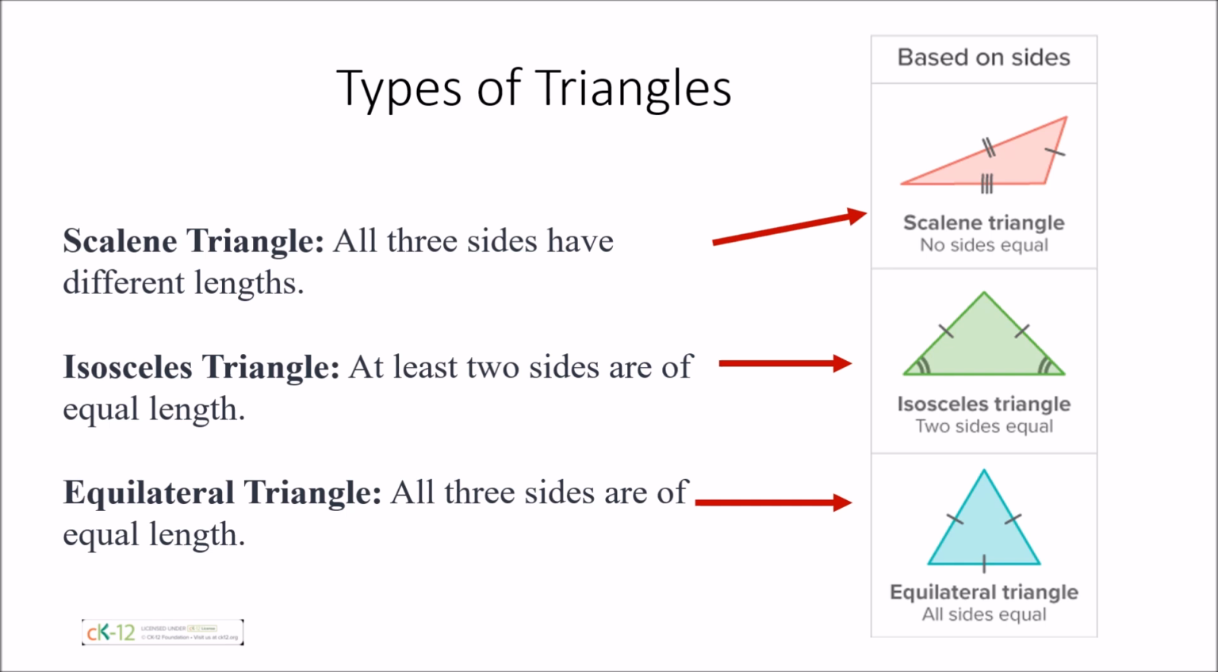Now there are triangles that have names based on the sides. A scalene triangle is a triangle that has all three sides with different lengths. An isosceles triangle has at least two sides that are of equal length, and that's shown here. An equilateral triangle is all three sides of equal length. And you notice these hash marks here describe how long relatively each side is. But again, scalene is no sides equal, isosceles, two sides equal, and equilateral, all sides equal.